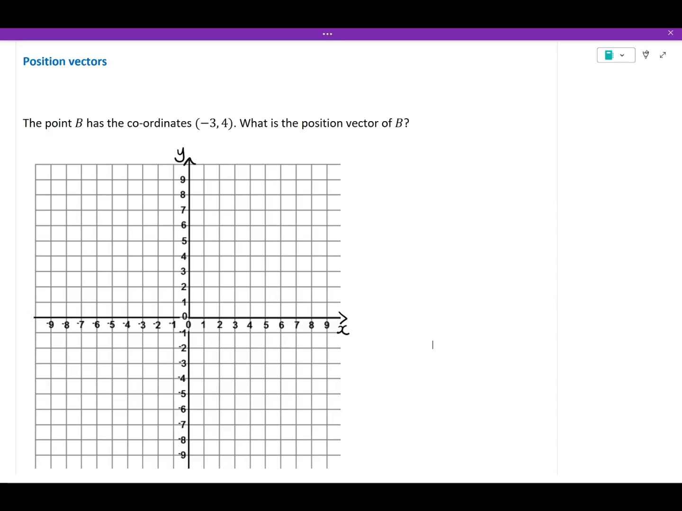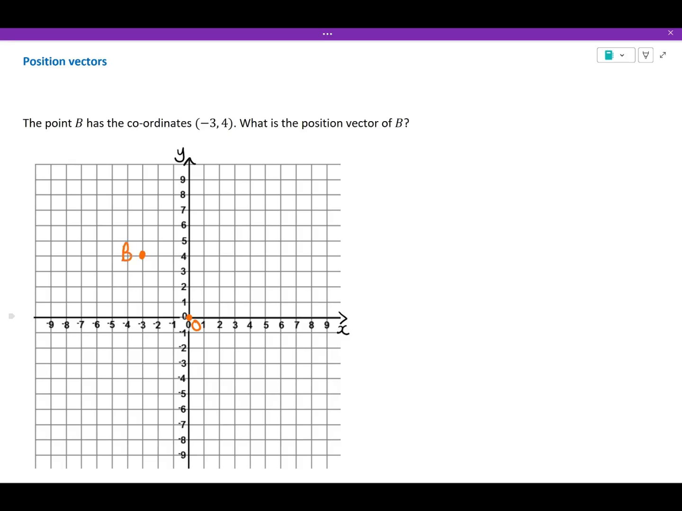So what I'm going to start by doing is marking the origin, because my position vector is always taken from the origin. So that's the point there. And let's mark the point -3, 4. So -3 is to the left, and then we've got 4 up. So that would be this point here. So I'm going to label the origin O. That's often what we use to represent the origin. And then I've got the point B.